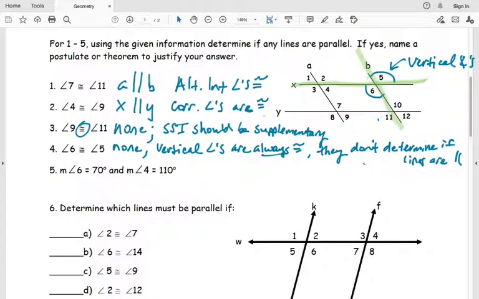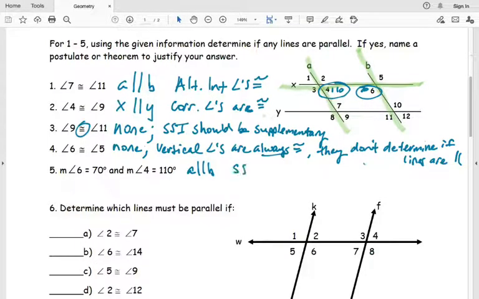All right, next, let's see. We've got measure of angle 6 is 70 degrees, and the measure of angle 4 is 110 degrees. Those angles are formed by these 2 lines and this transversal. And if you'll notice, this angle and this angle are same side interior angles between lines A and B. And same side interior angles should be supplementary. 110 plus 70 is 180, so they are. So we would know that lines A and B are parallel, and it's because same side interior angles are supplementary.